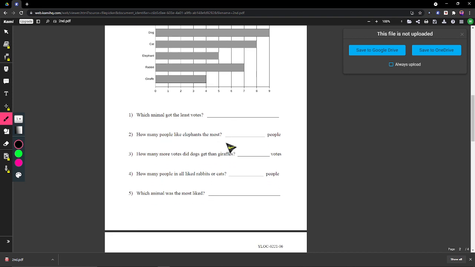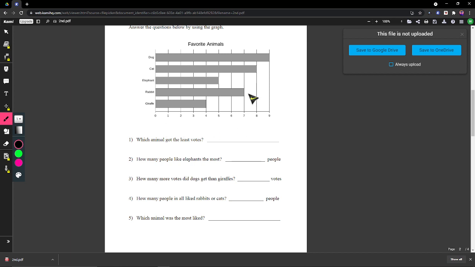And so we'll go over question 1. Which animal got the least votes? So pretty much, you just look at which one has the lowest value. We can see 9 is the highest value, while 4 is the lowest. So here, you would write giraffe.